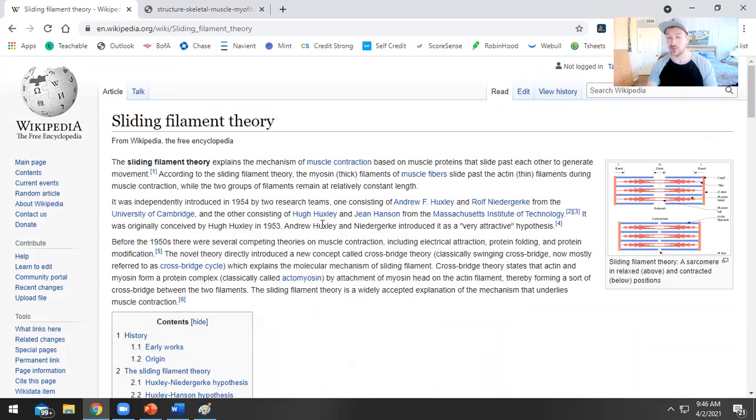And then there was another group, a guy named Hugh Huxley and Jean Hanson from MIT, and they did the exact same experiment. So they both hypothesized the same thing. They did not know they were working on this at the same time. Both groups of scientists were looking at the sliding, and they both published their findings. They wrote an article about it, and they both published it. Get this, on the same day in the same medical journal.